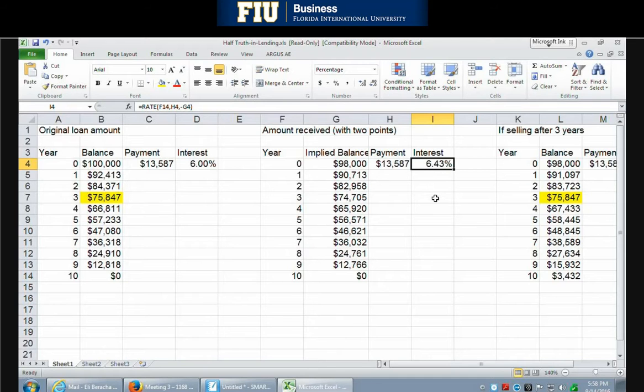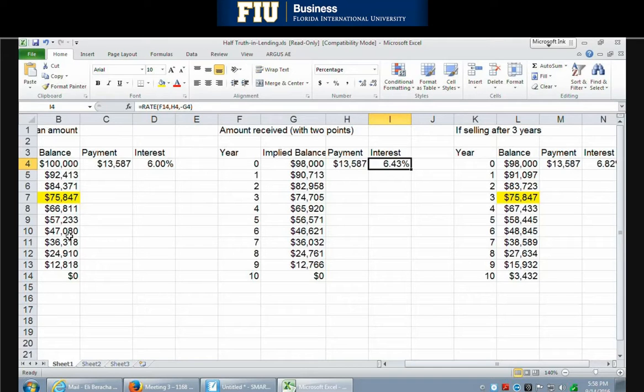Again, you don't need to really follow the math very closely, but the idea is that because they include those $2,000, spread over 10 years, really the APR here would be 6.43. So the rate is 6, the APR is 6.43. That is what we have to disclose. Here's the problem.